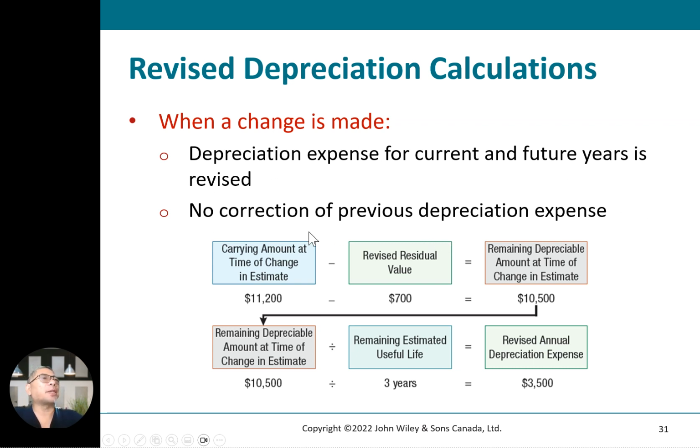Example here: the carrying amount at the time of change in estimate is 11,200. Minus residual value of 700. Remaining depreciable amount at the time of change in estimate is 10,500. So it's going to go back here. Remaining depreciable amount divided by the remaining useful life, which is 3 years as revised, will be 3,500. So that's an adjustment you have to do. Okay.